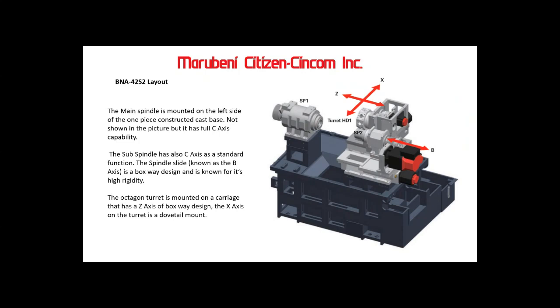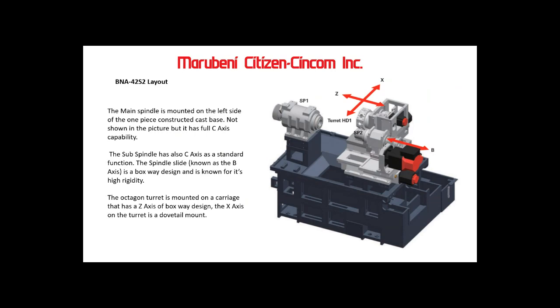The main spindle is mounted on the left side of the one-piece constructed cast base. The spindle has full C-axis capability. However, it is not shown in this picture. The sub-spindle also has a C-axis as a standard function. The spindle slide, known as the B-axis, is a box way design and is known for its high rigidity.